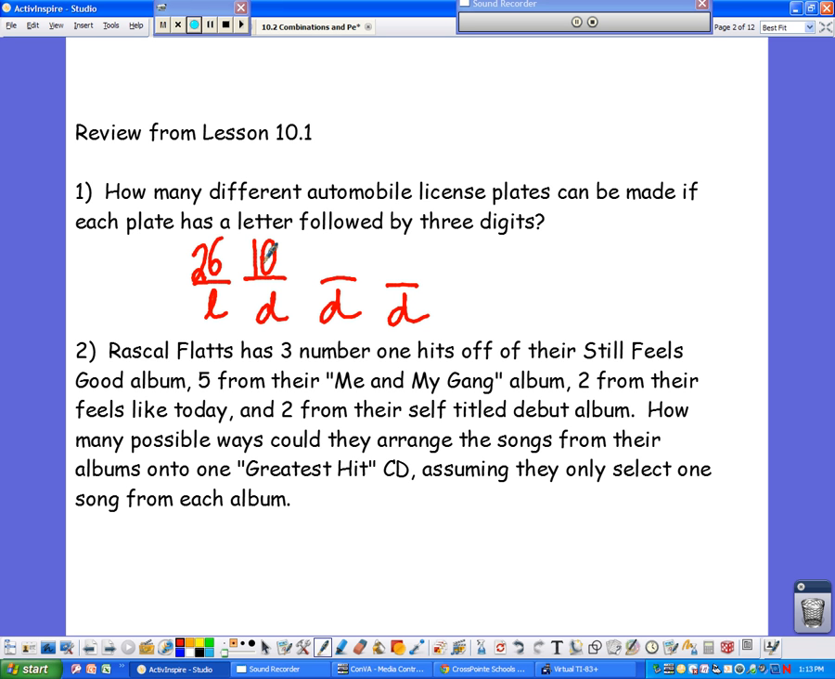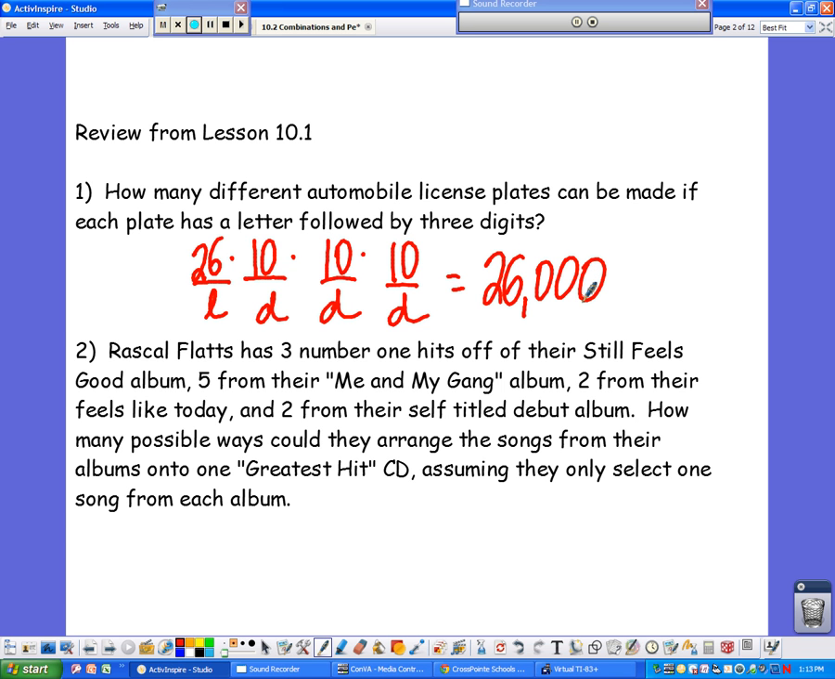And since they can repeat, in other words, if I use the number 6, I can use the number 6 again, this is actually going to be a 10, and the last one's a 10. Remember, the fundamental counting principle says we simply multiply. So 26 times 10 times 10 times 10 gives us a total of 26,000.